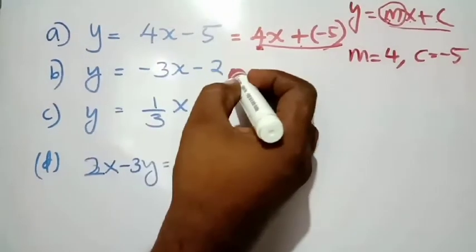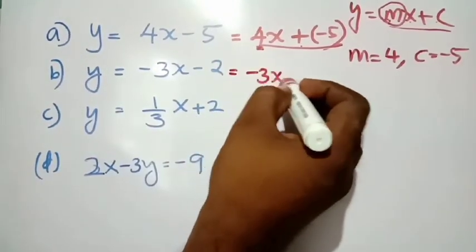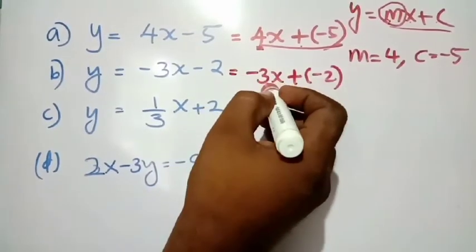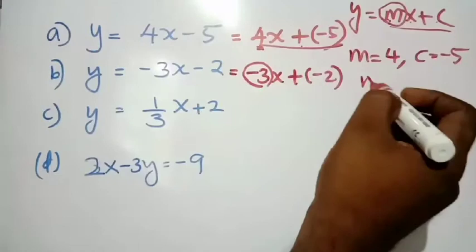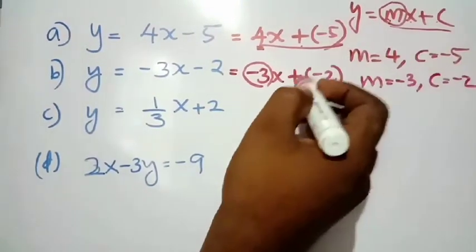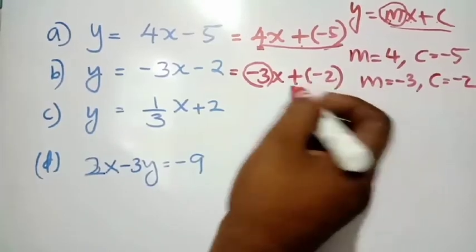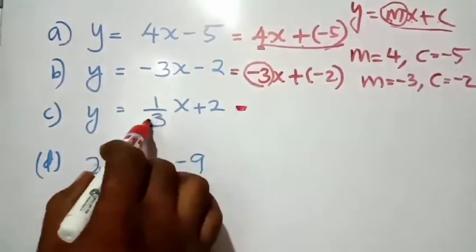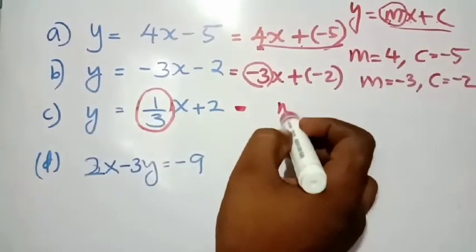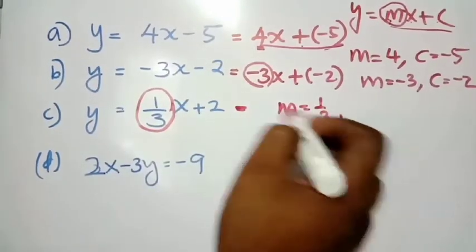The next can be written as minus 3x plus minus 2. So the coefficient of x is minus 3. That means m is minus 3 and c is minus 2. It must be plus c, but that c can be minus or plus, that doesn't matter. So this is already in the same format. So here m is 1 by 3 and c is 2.